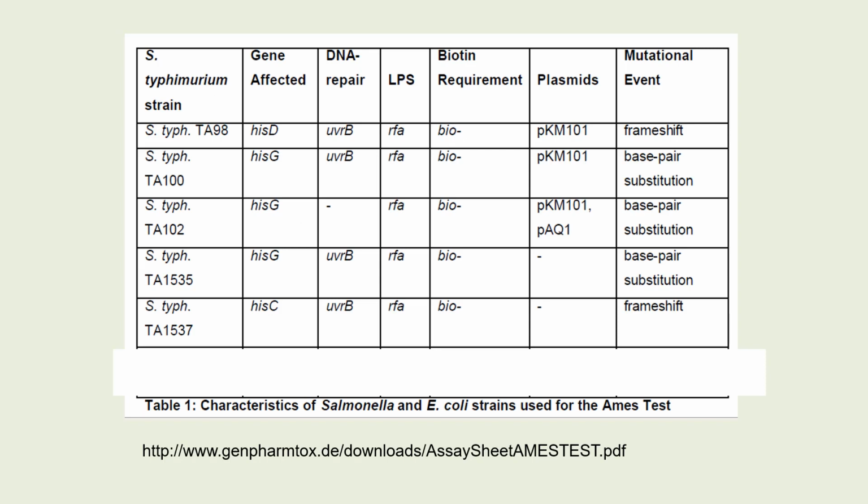Now this table lists 5 different Salmonella typhimurium bacteria that are known to have unique mutations in either the histidines or HISD, G, or C genes. These are just examples of auxotrophs that were identified to have either a point mutation, in this case they're labeled as base pair substitutions, or to have a frameshift mutation. Now these auxotrophs are going to be used collectively, meaning all together, in the next test that's known as the Ames test.